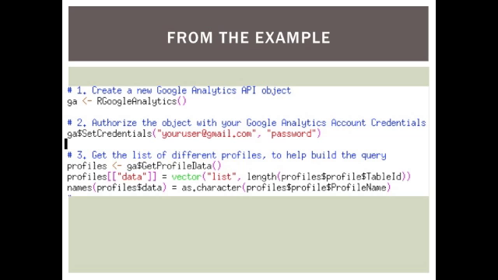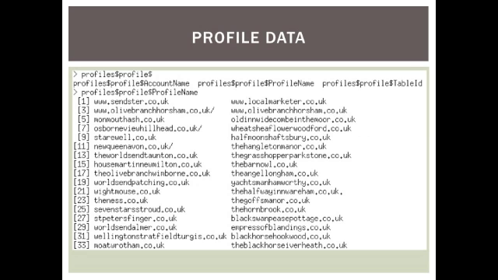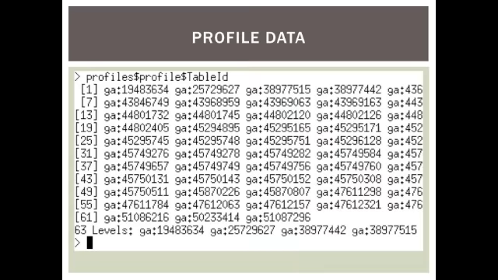The RGoogleAnalytics creators did a great job of keeping it simple. Simply initialize the RGoogleAnalytics object, set your credentials, and then pull all associated profiles with your credentials. The profile data returned consists of a vector of profile names, so you know which one you're working with, and a set of table IDs. Google uses the table IDs on the back end as a unique identifier for your GA data.